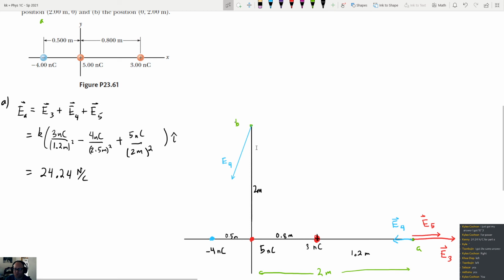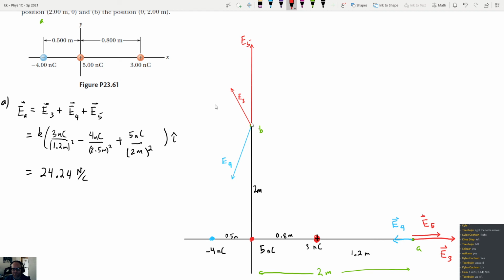Okay, so we've got the direction of all of these, and we're going to want to write down what they each are, and then combine them all together. That's the best way to start this. So E5 is the easiest, so I guess we just work on the harder ones first. Okay, let's do E3 first.